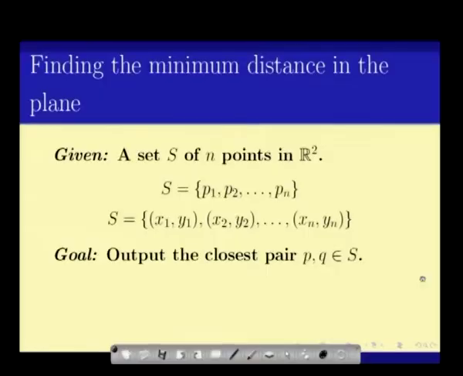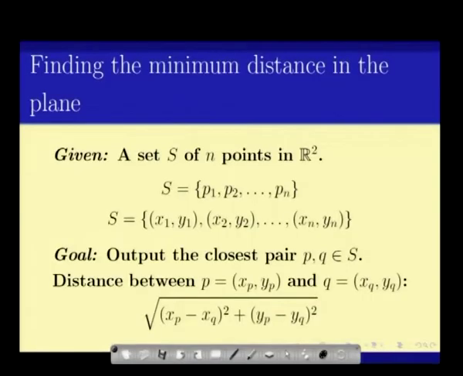And what do we have to output? We want to find the 2 points that are closest to each other. Note that there are lots of points there. So, we want to output this closest pair p and q that belongs to this set S. And what do I mean by closest? The closest is the obvious one: the distance between p and q is the Euclidean distance, the distance that we usually think of, which is the square root of the difference of the x coordinates whole square plus the difference of the y coordinates whole square. This is something that we have done in our coordinate geometry class.